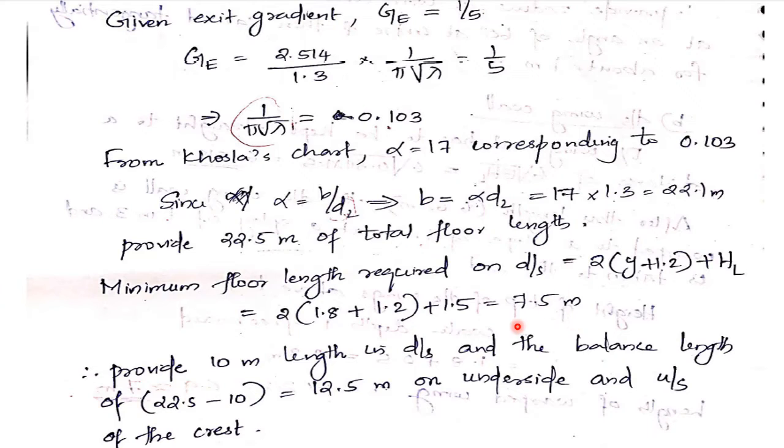So we are going to take a higher value than 7.5, that is, we are going to provide 10 meters length on the downstream side, and the balance length of 22.5 minus 10, that is equal to 12.5, on the underside of the crest wall and on the upstream of the crest.